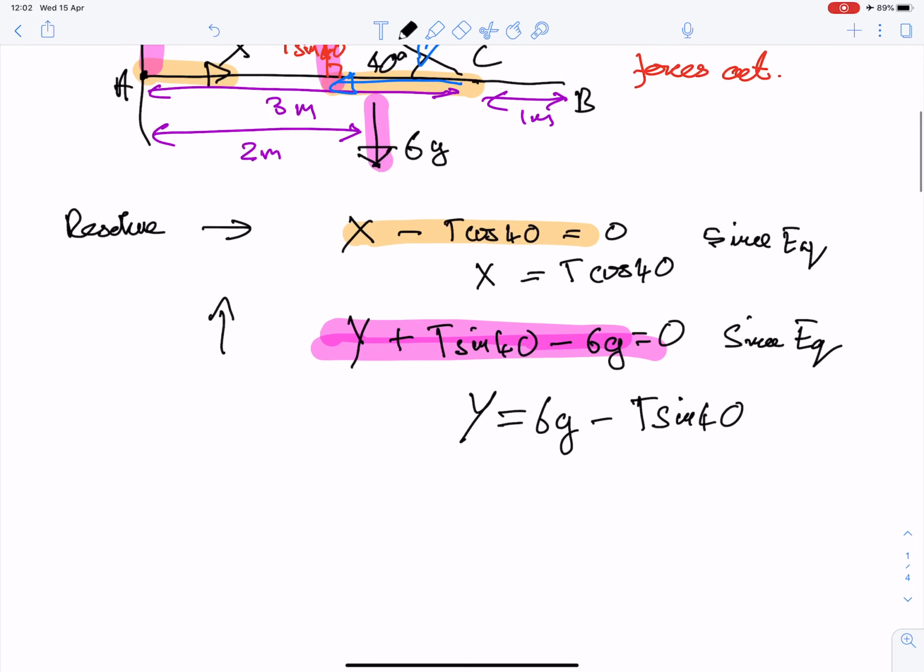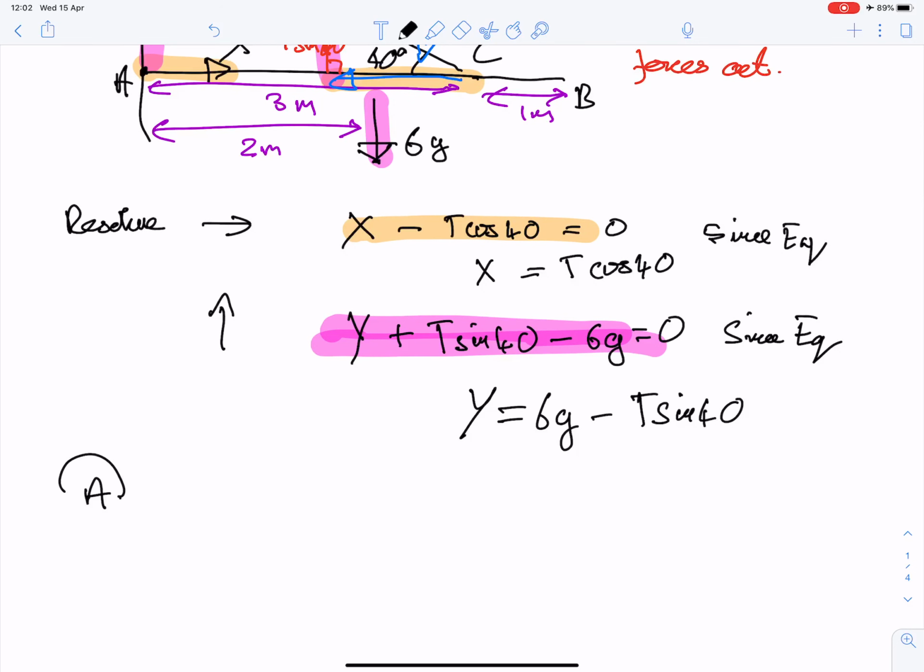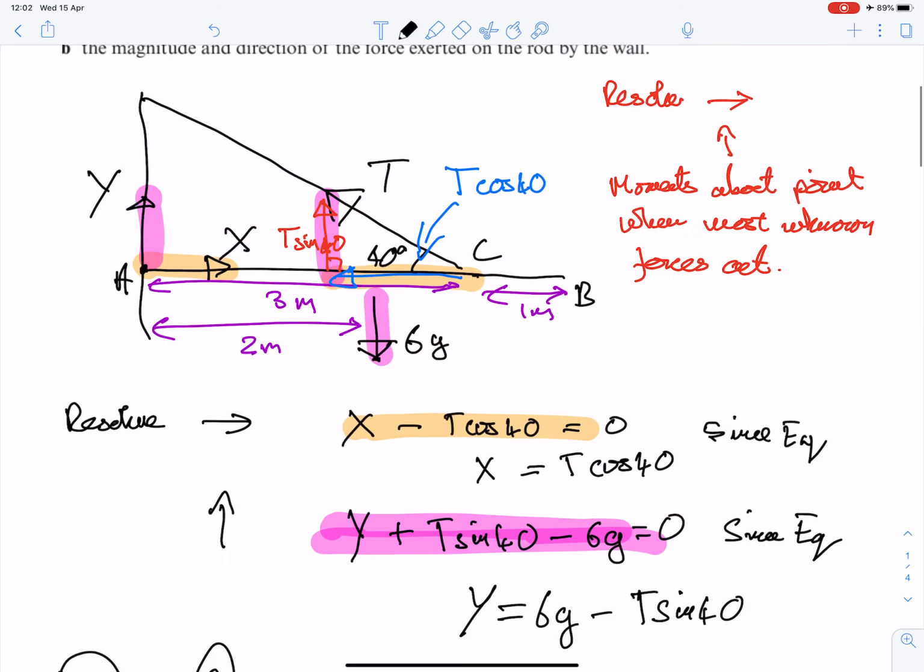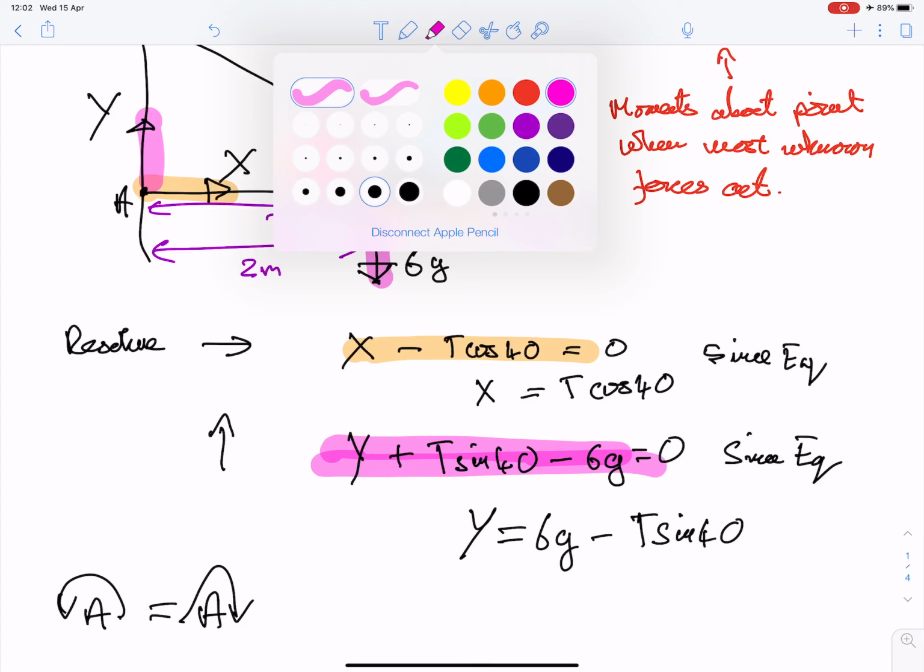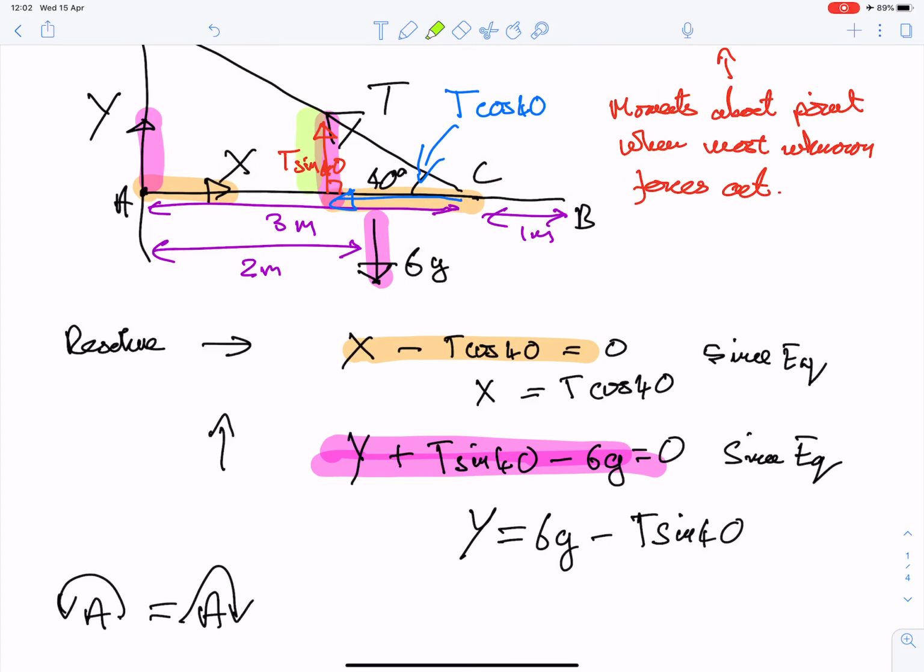Yeah. So that's that bit. They're both equal to 0 since equilibrium. Okay, so again, we've got one equation with two unknowns. So if we tidy that up, we've got y equals 6g minus T sine of 40.